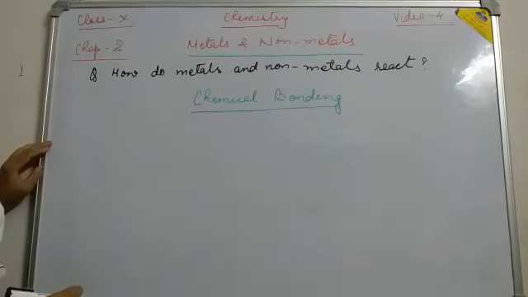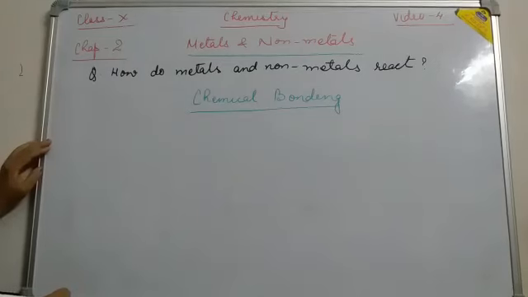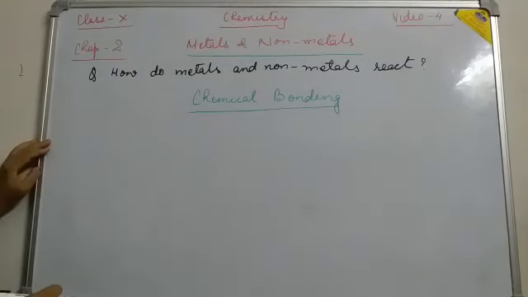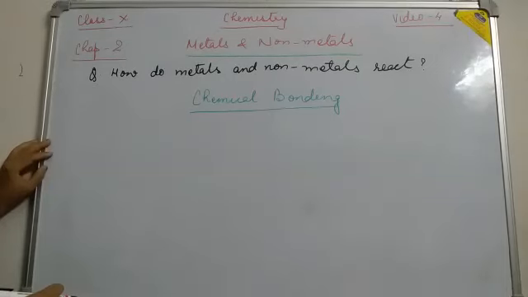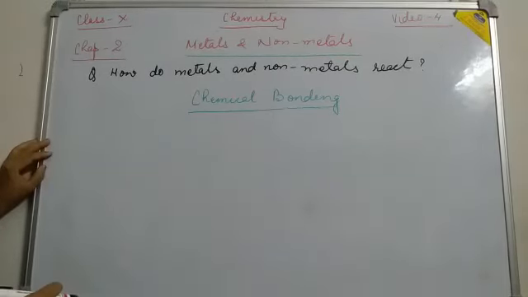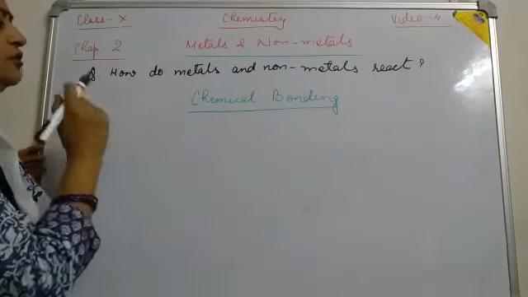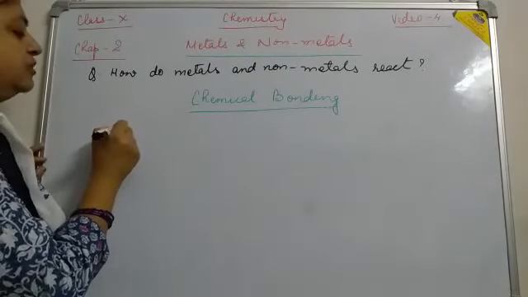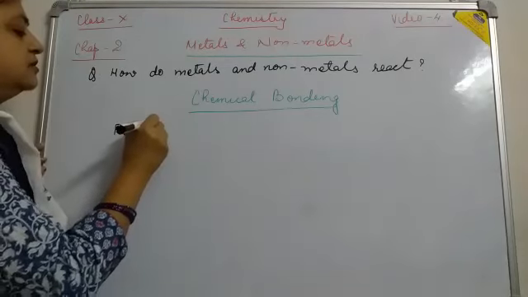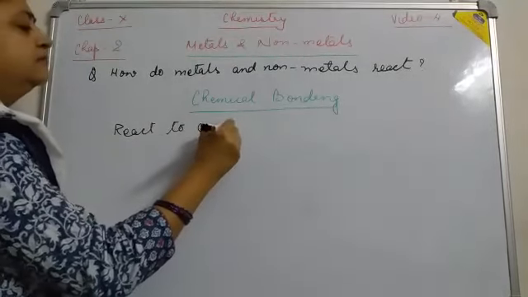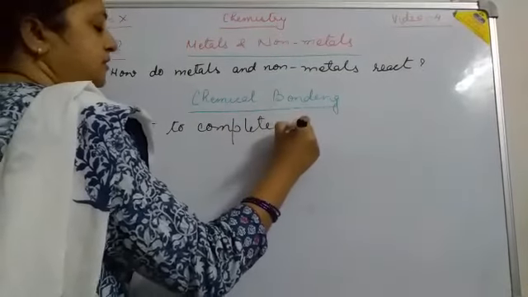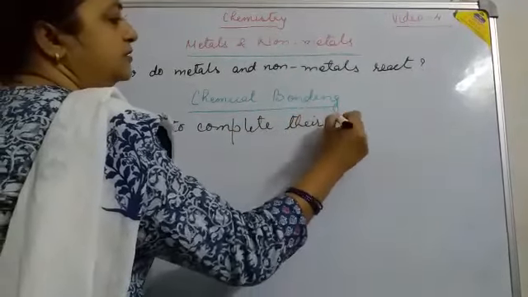In the previous videos we have studied a lot about properties of metals and non-metals, their reactions, their different compounds. Now in today's video we will discuss how metals and non-metals react. When a metal or a non-metal reacts, every element reacts to complete their octet.